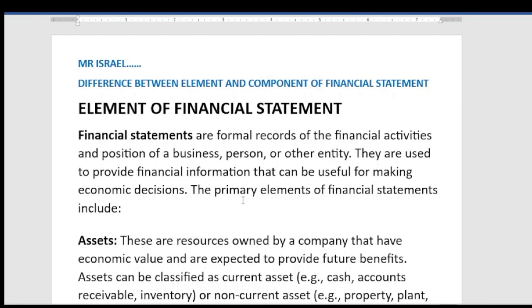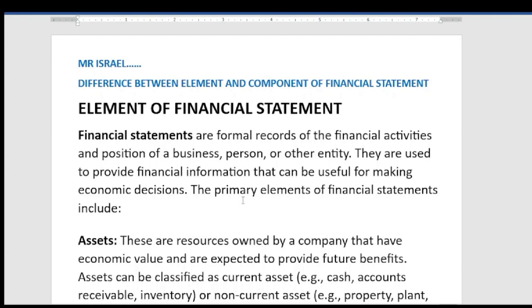In a nutshell, before I start the explanation, elements are those things that cannot stand on their own. Just take it from me for the purpose of this lecture. They are those things that cannot stand on their own. Components, on the other hand, are those things that can stand on their own. For the purpose of this video, take that from me.